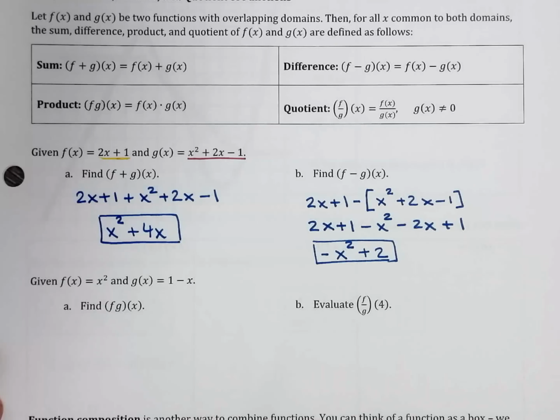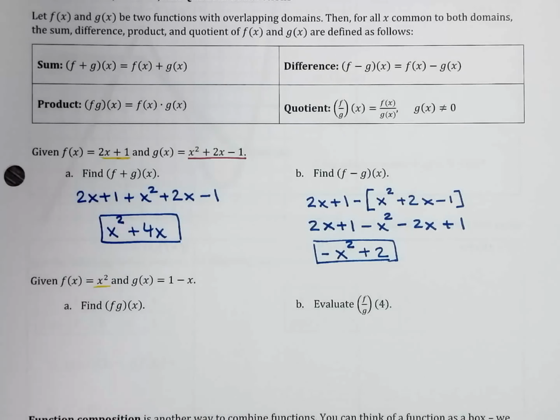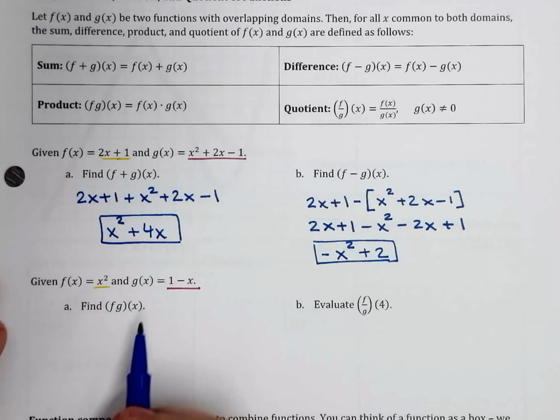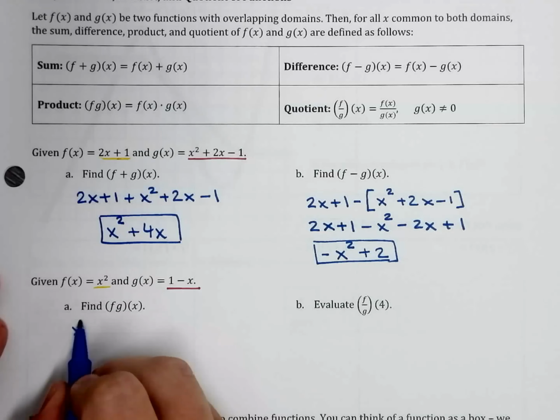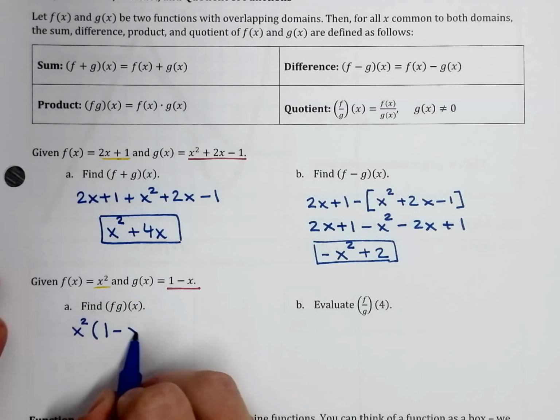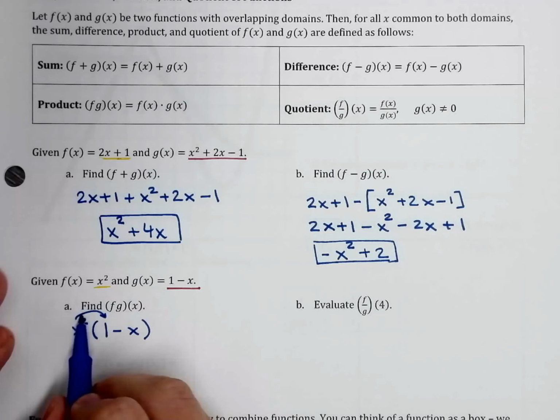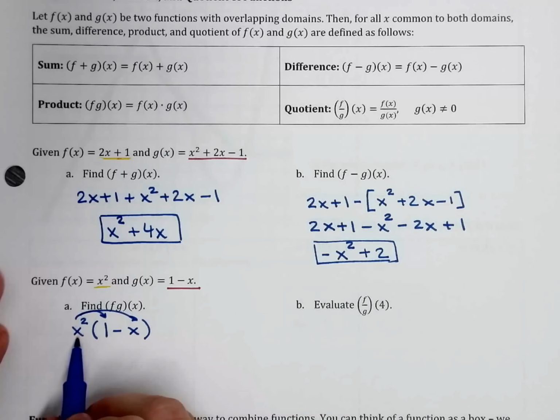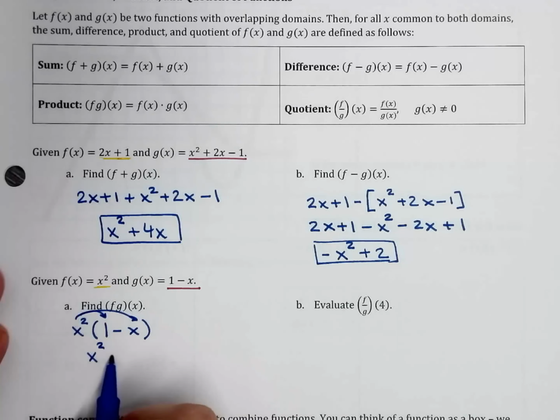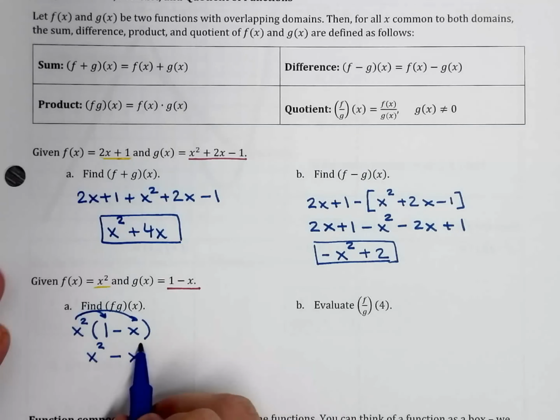One multiplication, so I'm finding f times g of x. Now f of x is this one, g of x is this one. So multiply that. X squared times 1 minus x. Distribute like you're used to. So x squared times 1 is x squared. X squared times x is x cubed.